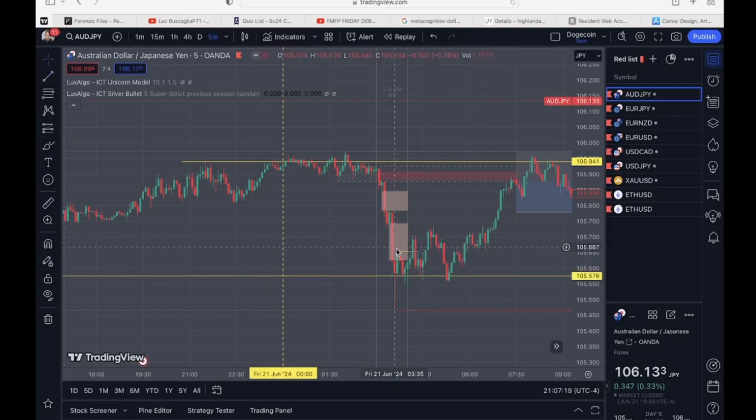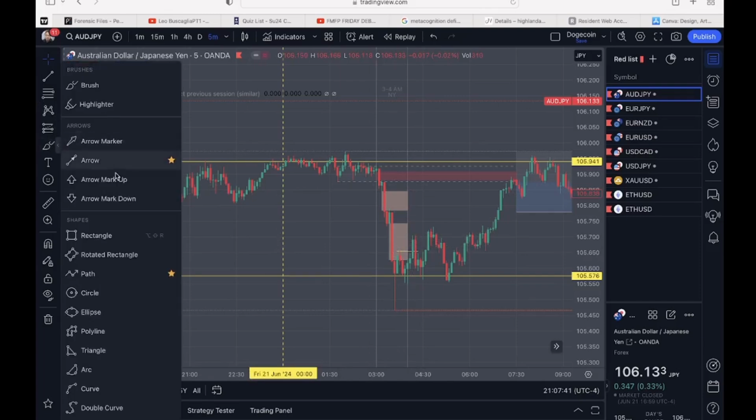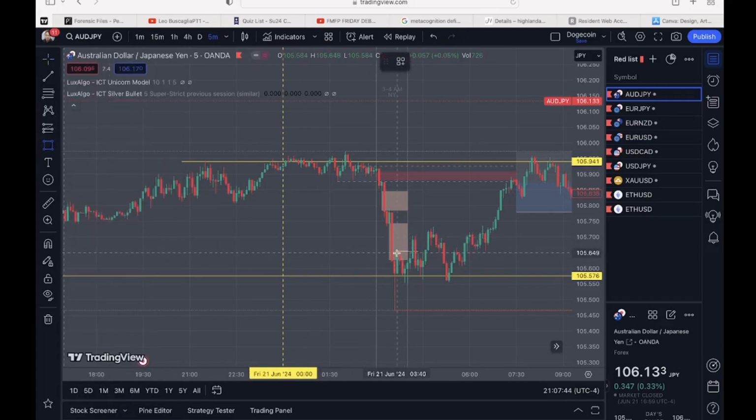Upon marking that, what do we see? Well, these two candles right here create a mitigation block. If you don't know what a mitigation block is, I will be uploading a video showing you that, or you can go on YouTube and search up mitigation block. So we have a mitigation block and we have a higher high. So we can look to enter this trade within this mitigation block. Right here, low right there.